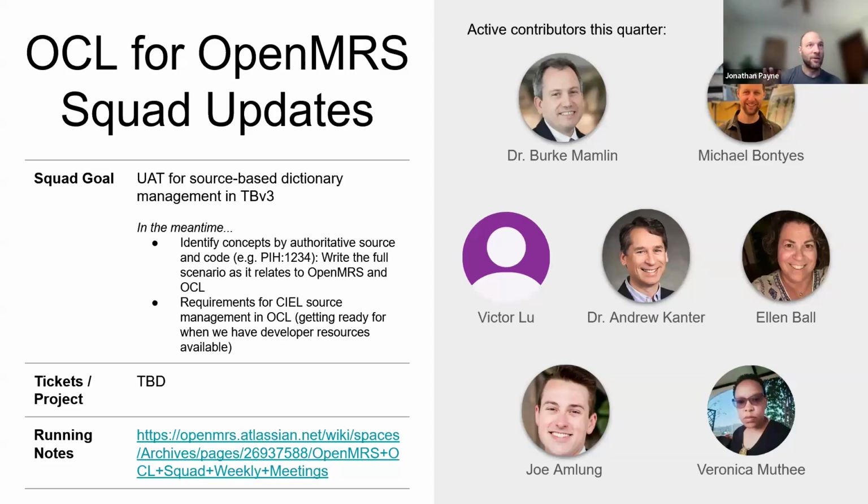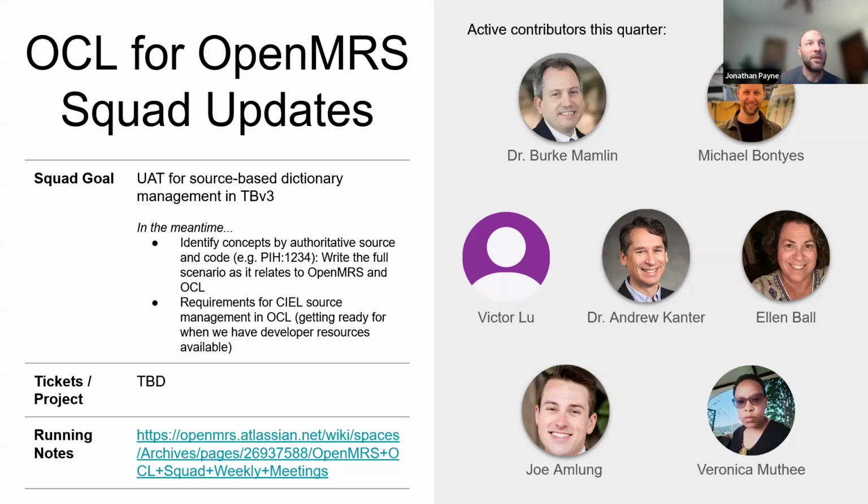But looking ahead, there's a couple of things that we're working on in the meantime, and you can see them here. One is identifying concepts by their authoritative source and code. So this is if you're trying to use concepts in an OpenMRS implementation, historically you might reference that concept with UUIDs, which is not a great transferable method. We want people to be able to instead reference them with the source code and the ID and the mnemonic, as you can see here in the example. But there are some updates to the workflow and the tooling, both on OpenMRS and OCL, to make that simple for people.